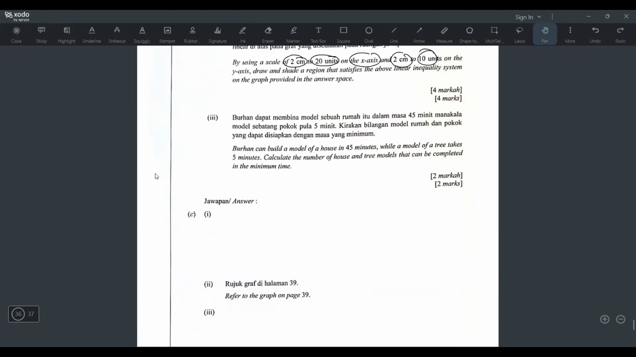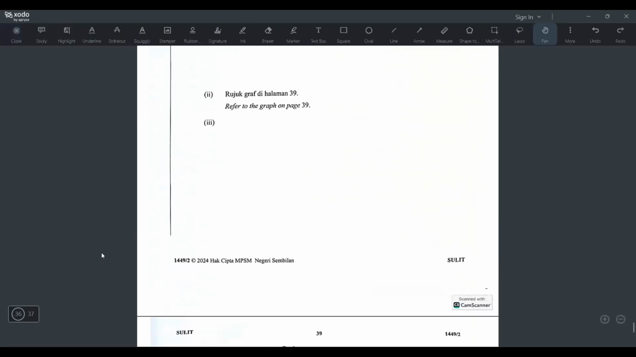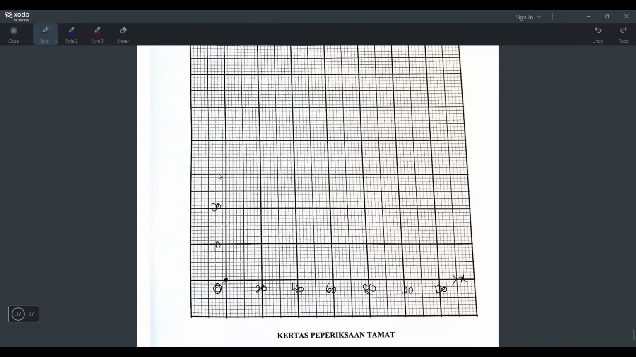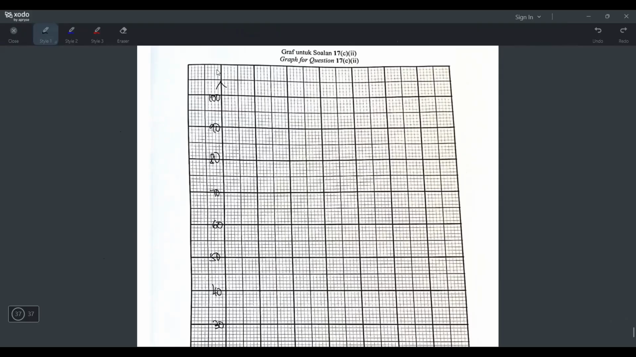Let's look at the scale for the y-axis. They mention here 2 cm to 10 on y-axis, right? So let's go 10 on y-axis. I'm just going to write 10, 20, 30, 40 until the top. 40, 50, 60, 70, 80, 90, 100. I think it's enough, right? Yeah, it's enough. So this is my y.